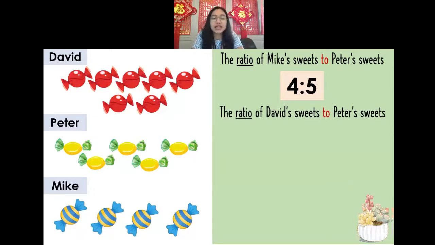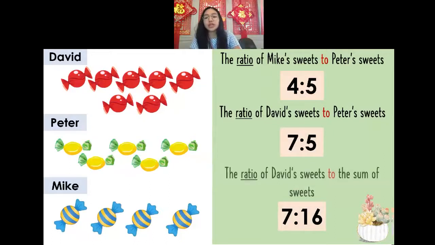David has 7 and Peter has 5. That is 7:5. Now, how about the ratio of David's sweets to the sum of sweets? The sum of sweets is the total of the three mentioned names: David's sweets plus Peter's sweets plus Mike's sweets.